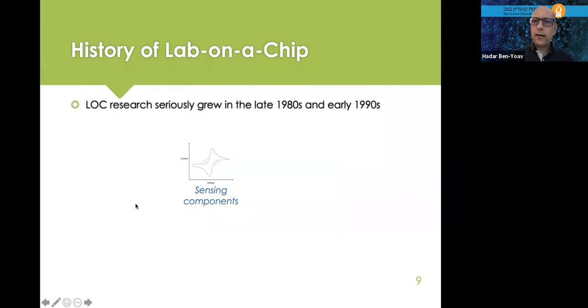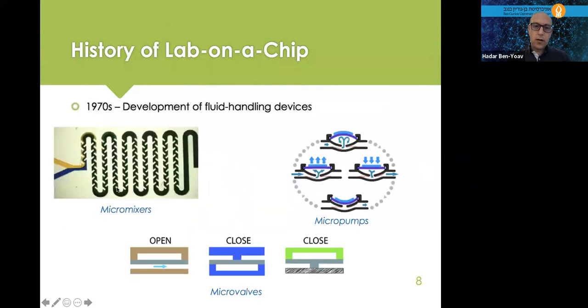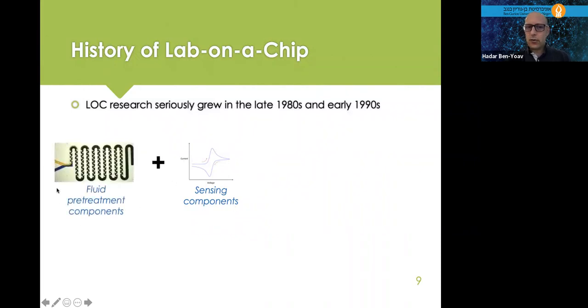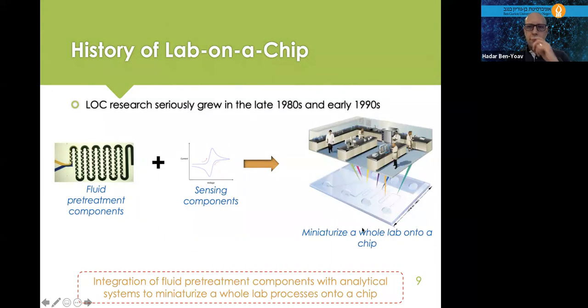And now we are entering the late 1980s, the 1990s. Basically, it's kind of, I guess, when you were born. And over there began the invention of the lab on a chip devices. And why is that? Because so far we saw sensing components, and we saw fluid handling devices. Now, if you take the sensing component and integrate it with the fluid handling devices, then it established devices that have both functionalities, which enabled us to miniaturize the whole functionality of a lab on a chip.